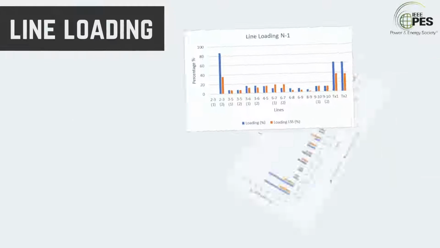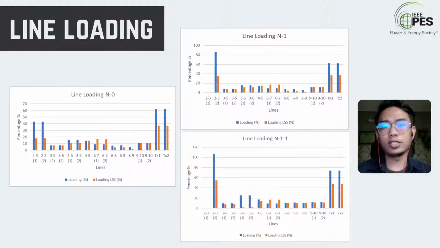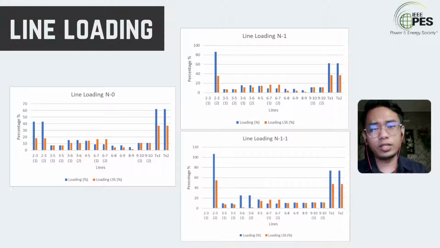Okay, next is about contingency. So we do 3 contingencies, N0, N1 and N11 contingency. So what I can say here, without LSS, the line loading can be overloading if they have contingency. But when the grid system has LSS, the LSS can help to reduce the overloading of the line.